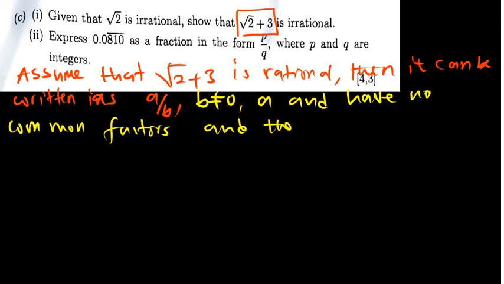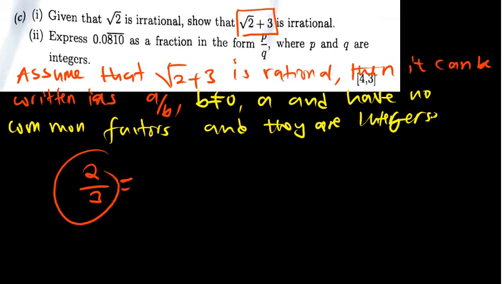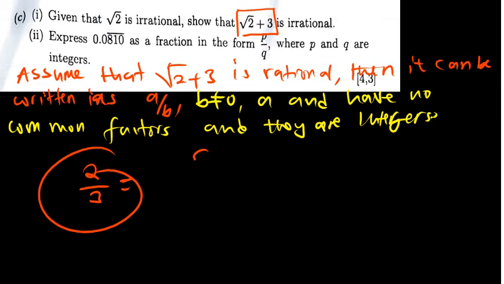And they are integers. What does it mean for you to conclude that something is rational? For example, 2 over 3 is rational. How? There is no common factor. There is no number which can go into 2 and 3 to reduce this. At the same time, this is not equal to 0, and these are integers, which can be negative or positive. So this is rational, and we are saying a over b, where b should not be equal to 0.